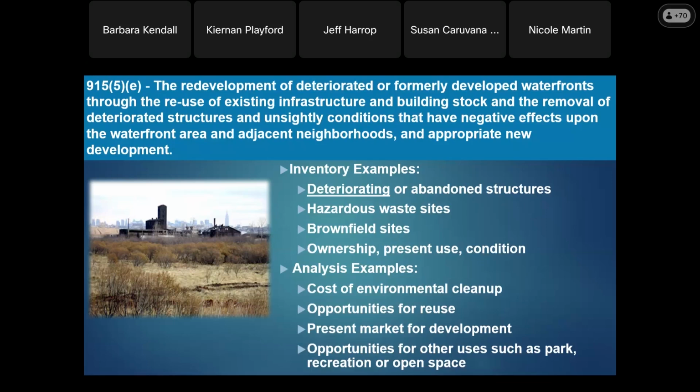For the analysis, discuss potential impacts on the waterfront area, issues that should be addressed, such as costs for reuse and market demand, opportunities for reuse, restoration, or revitalization of sites that are inactive or vacant, and sites or uses that are appropriate or compatible with the community vision and goals.